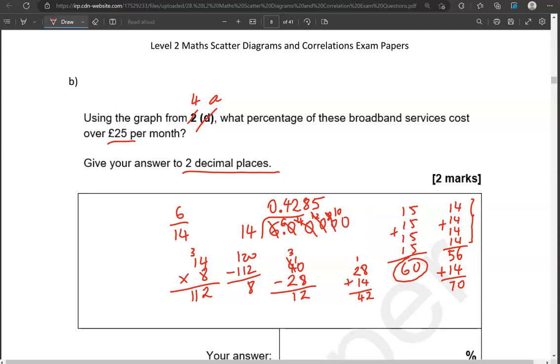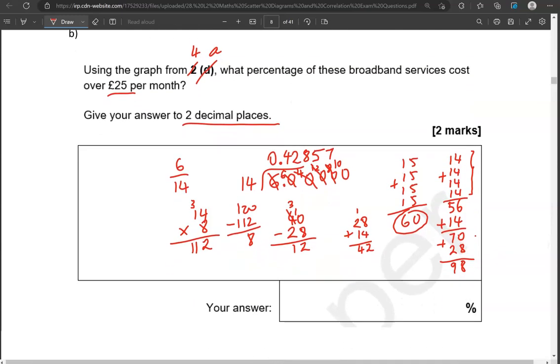Can add a 0. How many 14s into 100? Well, 5 lots into 70. So if I add another 2 lots of 14, which is 28, that gives us 98, so very close to 100. So 5 lots and 2, that gives us 7 lots. Now at this point we can stop. We don't need to work out the remainders because I think we have enough digits.